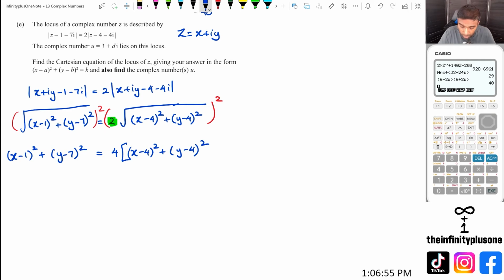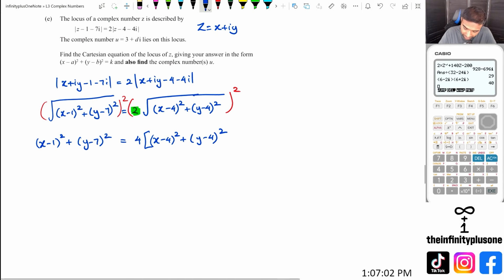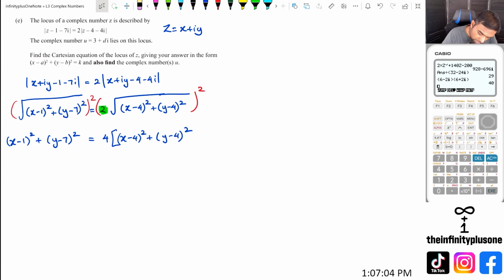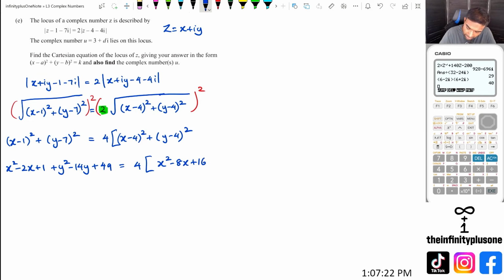Now we've got this horrible job of expanding it and bringing it all down to a single equation. And that's what we're going to end up doing here. So (x minus 1) squared is going to be x squared minus 2x plus 1. Then we've got plus y squared minus 14y plus 49 equals 4 times x squared minus 8x plus 16 plus y squared minus 8y plus 16.